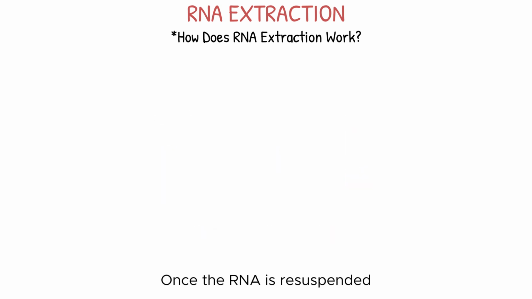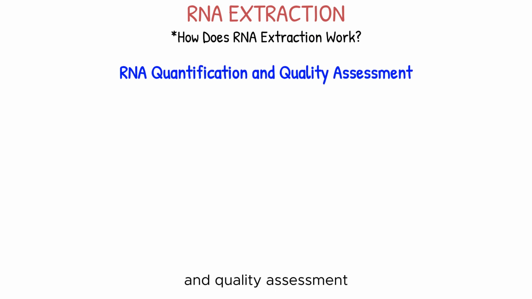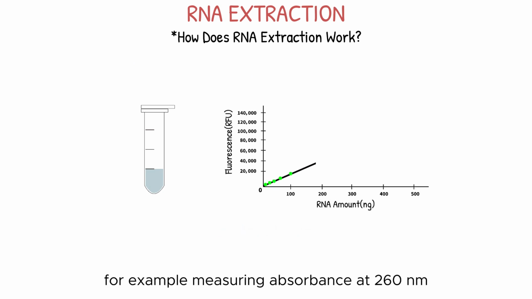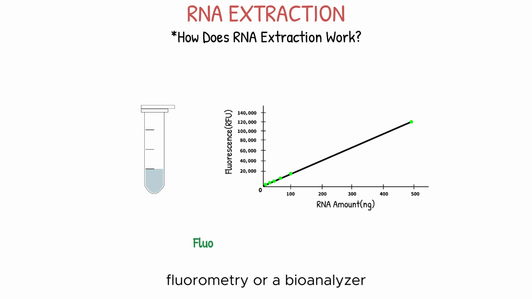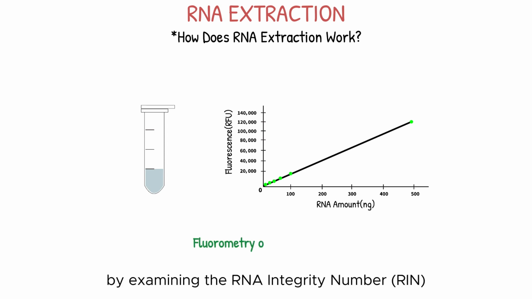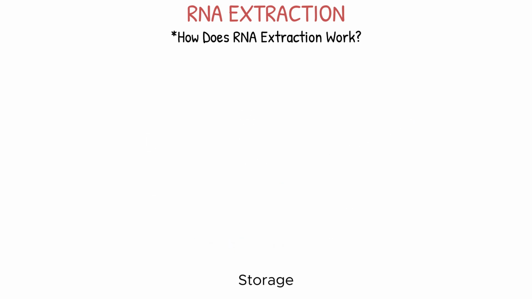Once the RNA is resuspended, then comes the step called RNA quantification and quality assessment. RNA is assessed using spectrophotometry, for example, measuring absorbance at 260 nanometers, fluorometry, or a bioanalyzer. It is essential to check the RNA's integrity by examining the RNA integrity number, or the RIN, or by running a denaturing agarose gel electrophoresis. At last, storage.